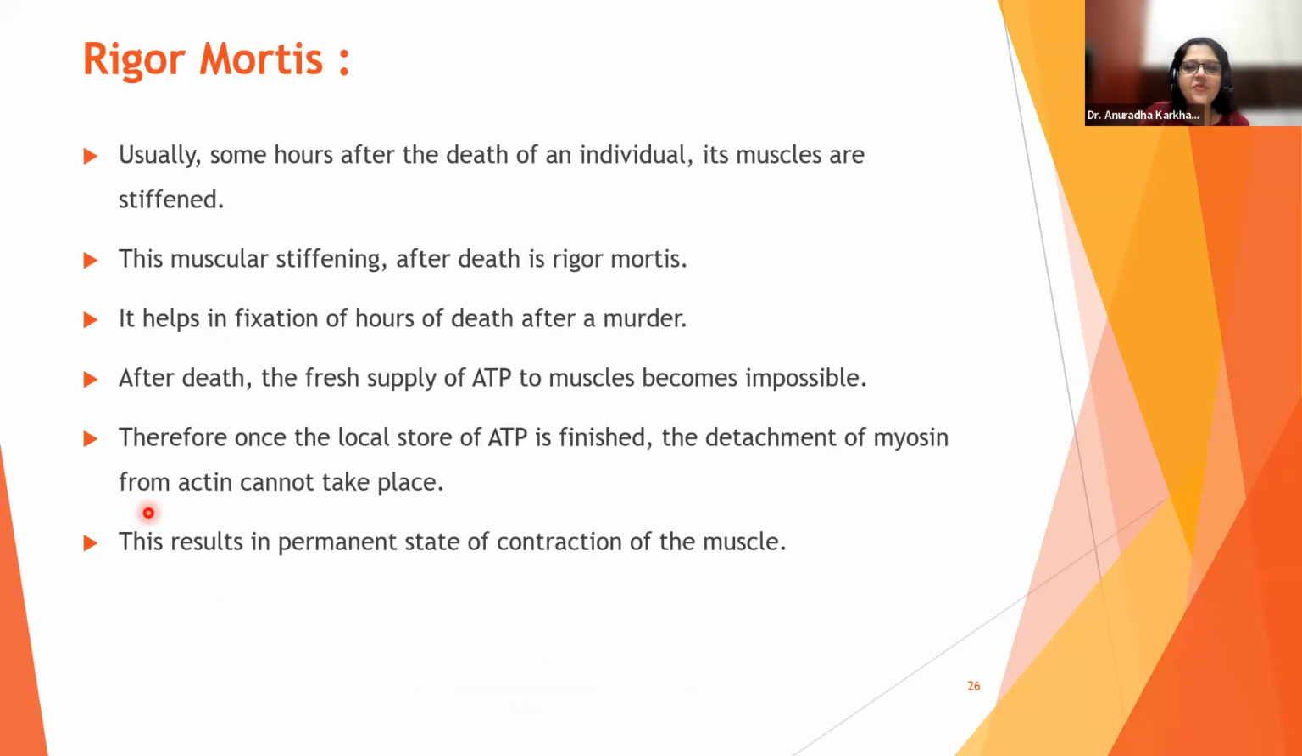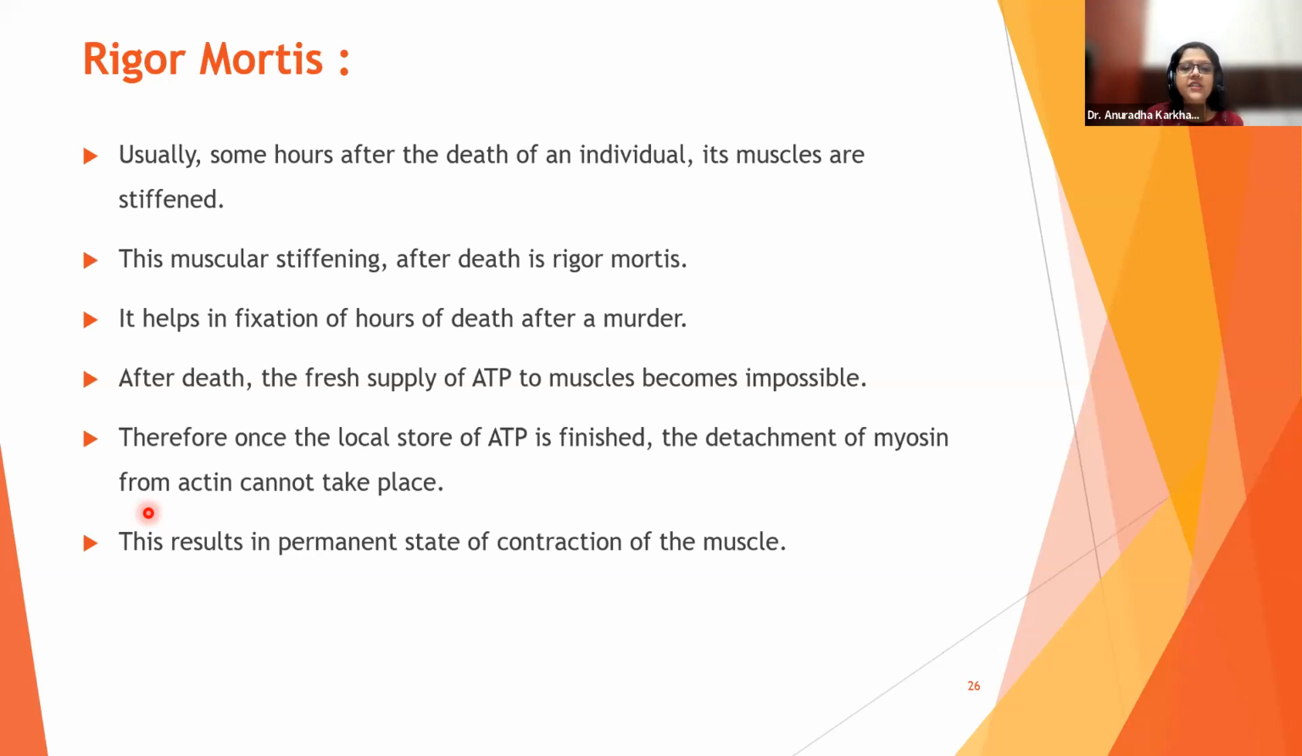This is something which we have seen in movies and all these things, but we never knew it was called rigor mortis. Important term. Usually, some hours after the death of an individual, if muscles get stiffened, this muscular stiffening after death is called rigor mortis. It helps in fixation of hours of death after murder.